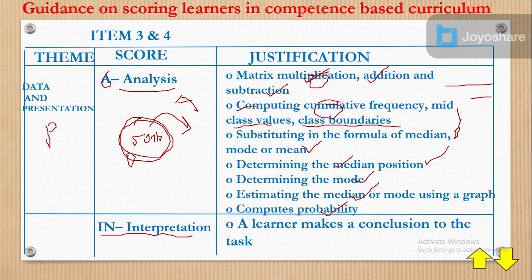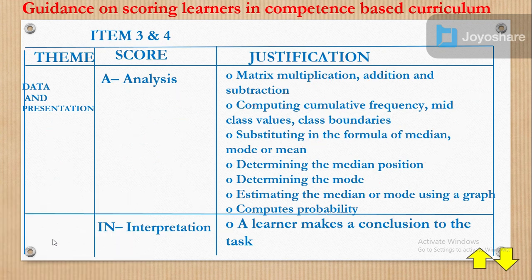So interpretation, in a conclusive way, is when a learner makes a conclusion to the task, analyzes, and gives us a final answer in a statement form. That is what we mean by interpretation. Just to remind you, the marking criteria is P to mean presentation, A to mean accuracy, and IN to mean interpretation. This is a bit unique when it comes to item 1 and 2. Please take note. Okay, let's now move on without wasting time.